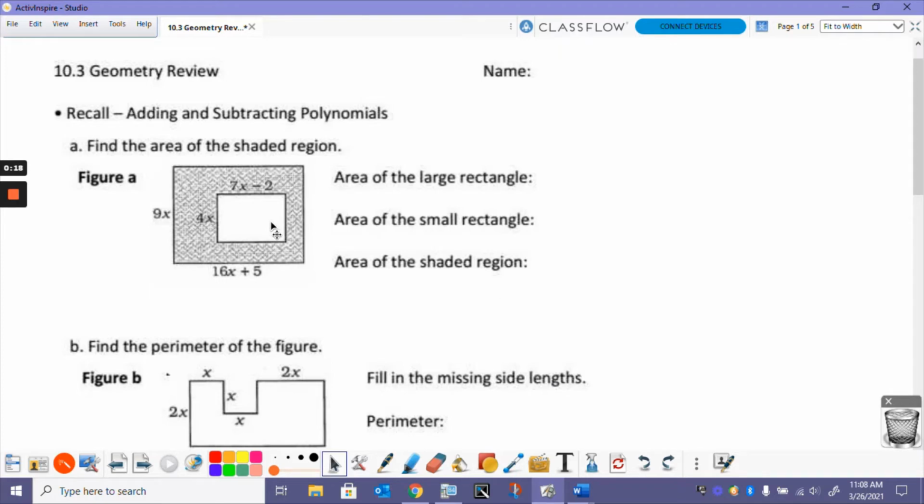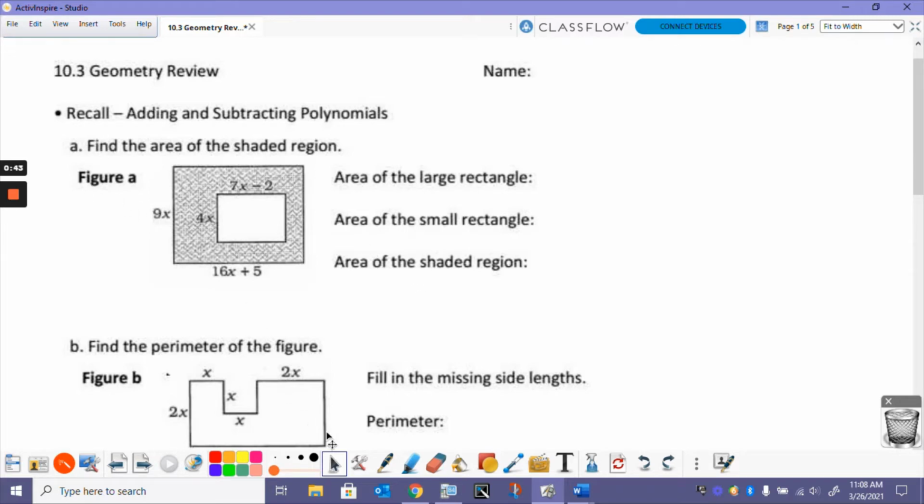So the first part, we're going to be talking about adding and subtracting polynomials. So A tells us to find the area of the shaded region. So the area of the outside, the large rectangle, the area of the small rectangle, and then the area of the shaded region. So we have to find all of these two things really, in order to find this third thing, the shaded region.